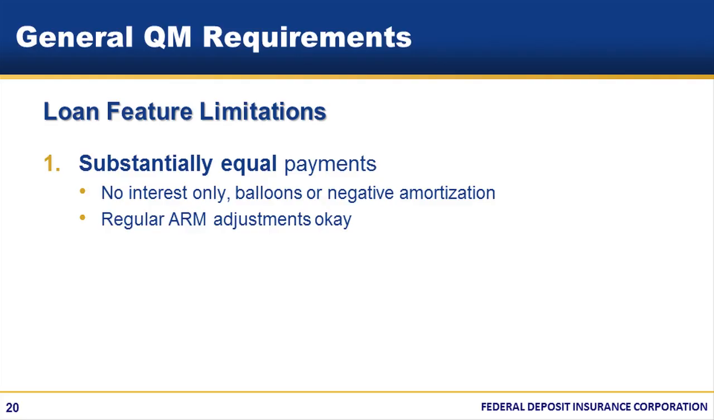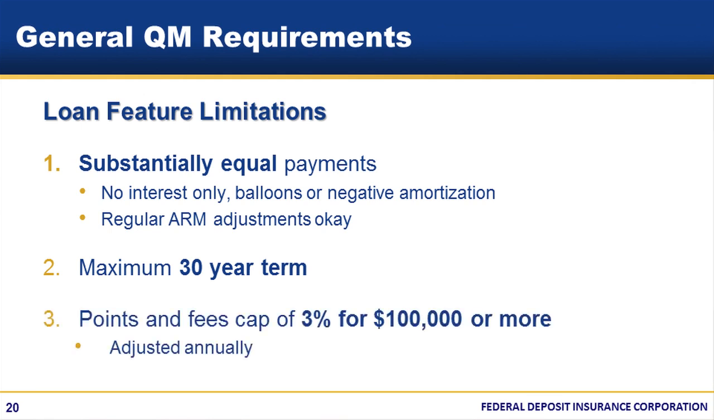The first 3, relating to loan features, are: 1. The loan must provide for regular, substantially equal periodic payments. That is, there can be no interest-only or negatively amortizing repayment terms, nor can the general QM have balloon payments. 2. The maximum loan term is 30 years. 3. The total points and fees are capped at 3% for loans of $100,000 or more. There's a sliding scale, with higher points and fees allowed for smaller loan amounts.